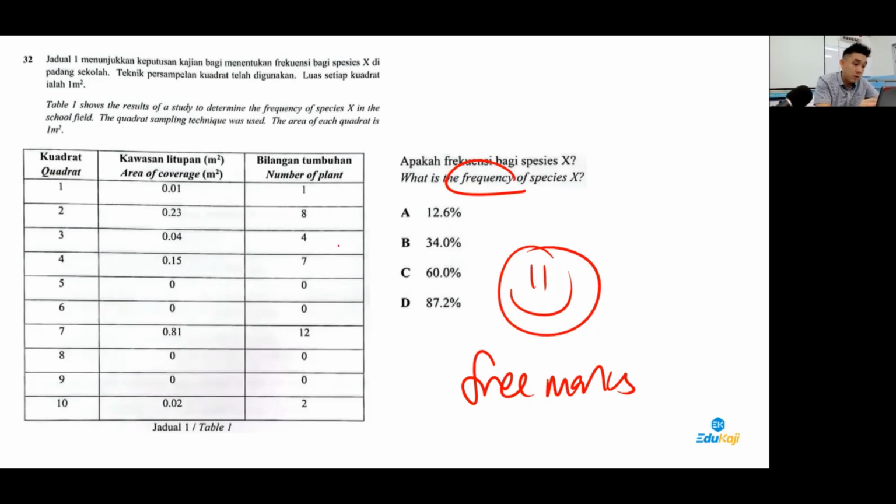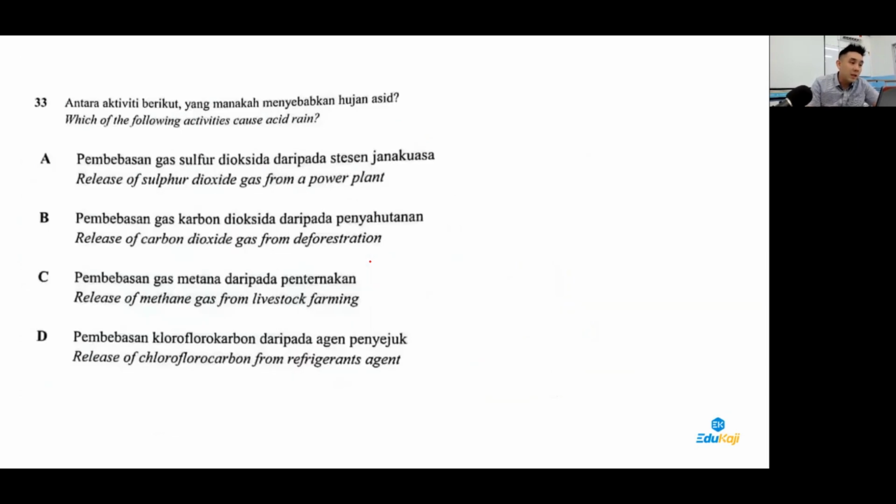So, 1, 2, 3, 4, 5, 6. 6 out of 10. 60%. Frequency is always the easiest. So 32C, then as for 33, what causes acid rain is releasing of sulfur gas, and another one is nitrogen dioxide. 33A.